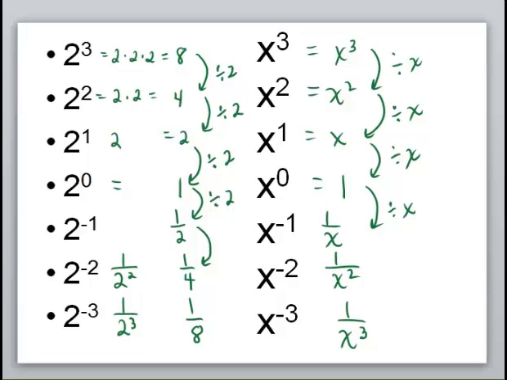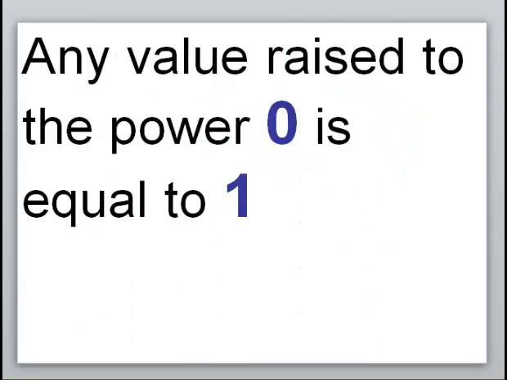Alright, looking at this, we have found the pattern. We know that anything to the 0 power is 1, and we know that negative exponents create fractions. They don't make the number negative, they create fractions. So we're going to write those things down. Make sure you've written these down. Any value raised to the 0 power is equal to 1. So I'll just give you a couple more examples of that. I could say 4 to the 0 power, that's 1. I could say 2.76 to the 0 power is 1. So anything to the 0 power is always going to be 1.